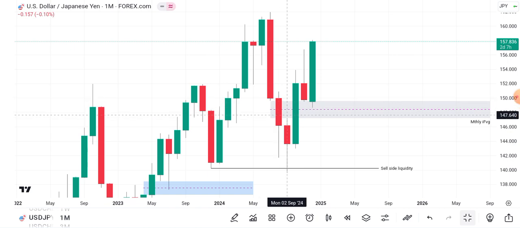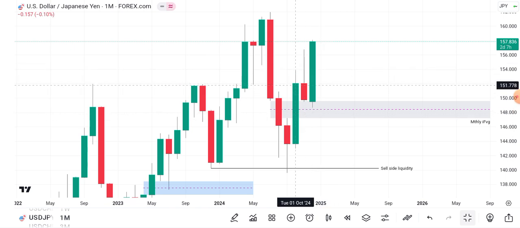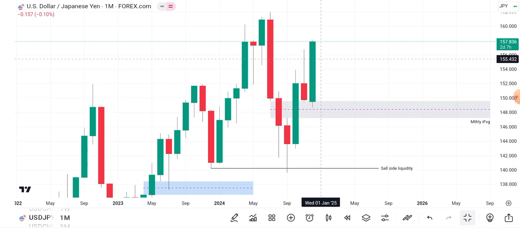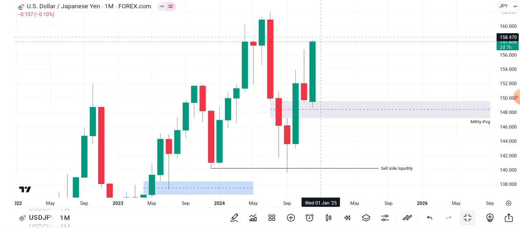So according to ICT, when a fair value gap has been invalidated like this, it will serve as support for price higher. Can you see that? In fact, price invalidated this fair value gap and then came back. Then this whole move in the month of December that catapulted higher retraced into this invalidated fair value gap before traveling higher.